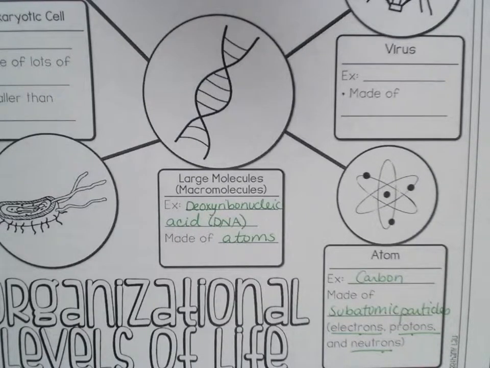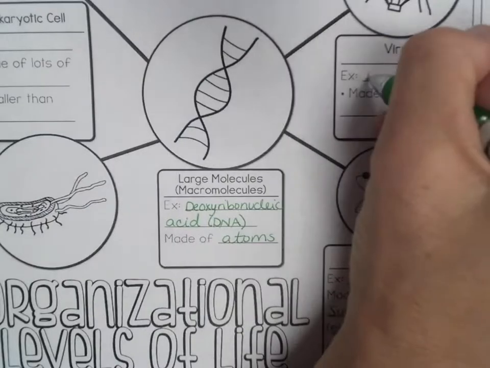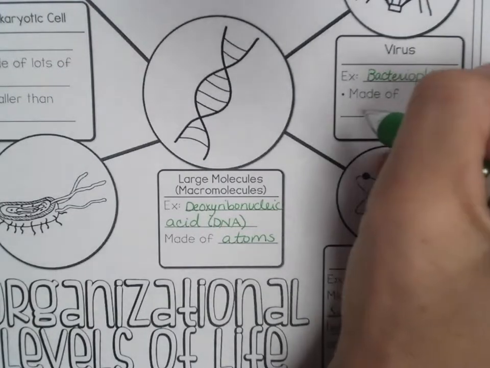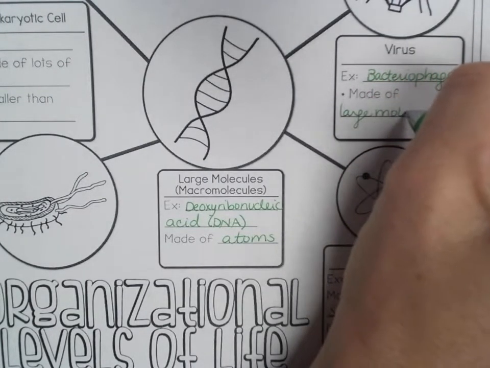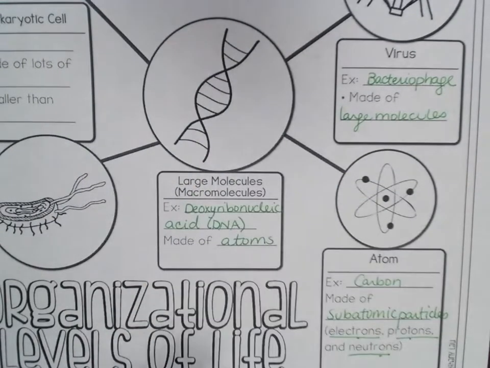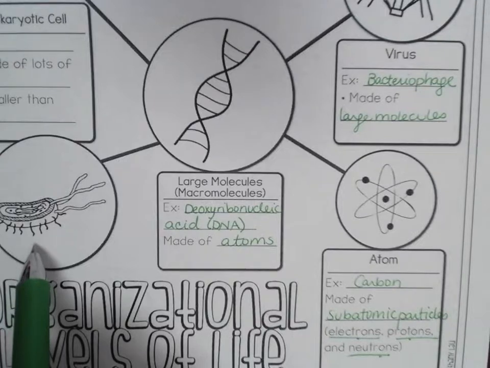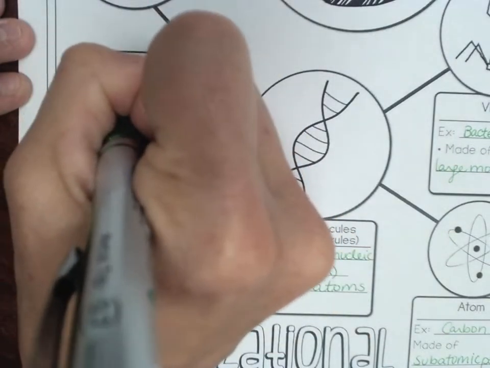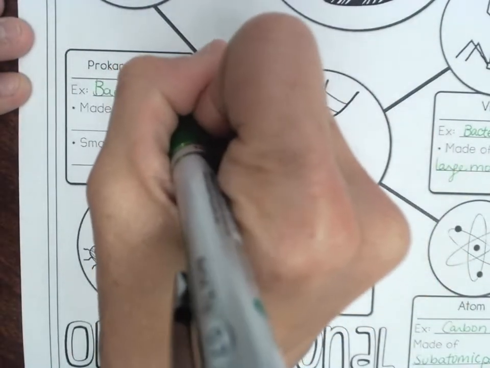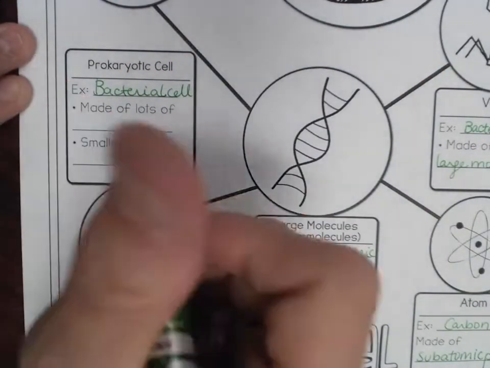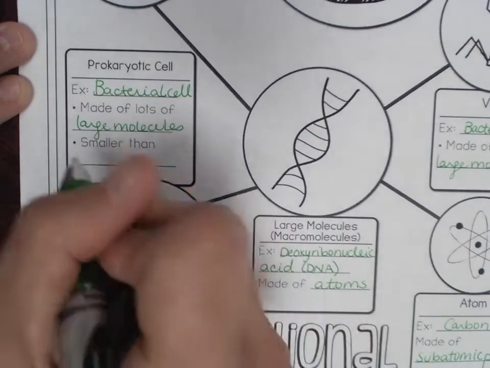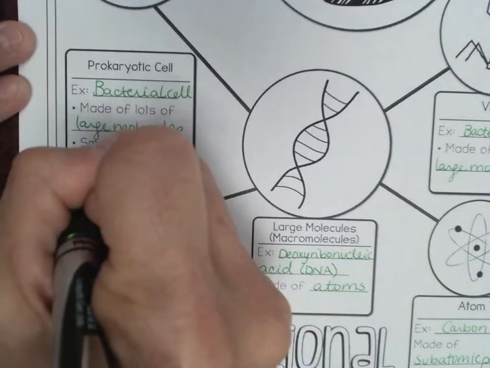Now, macromolecules make up a bunch of things. They make up viruses. This is an example of a bacteriophage, which is made up of large molecules, these macromolecules. You also have this over here, a prokaryotic cell. These prokaryotic cells, like bacteria. So let me move that. Bacteria, or a bacterial cell. You can write that, bacterial cell. These are made up of lots of large molecules. But these prokaryotic cells are smaller than eukaryotic cells.